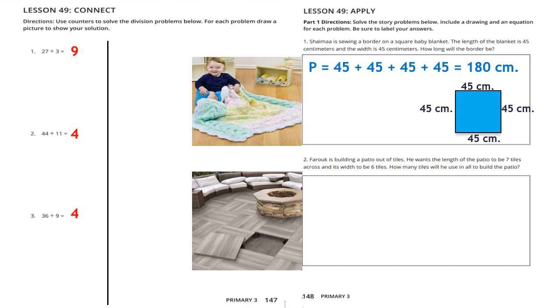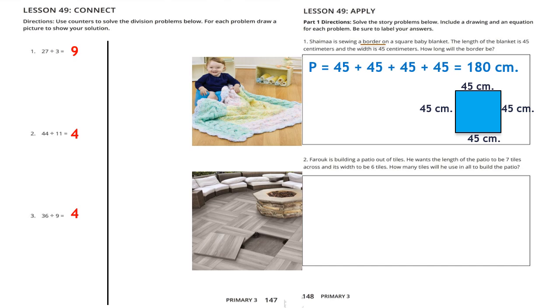Here, in number 2, Farouk is building a patio out of tiles. A patio out of tiles is like ceramic in the floor. He wants the length of the patio to be 7 tiles across and its width to be 6 tiles. How many tiles will he use in all to build the patio? The patio here is like ceramic in the floor, okay?